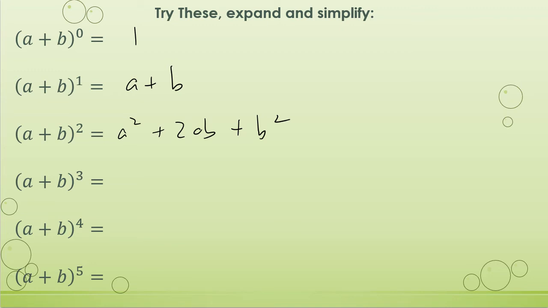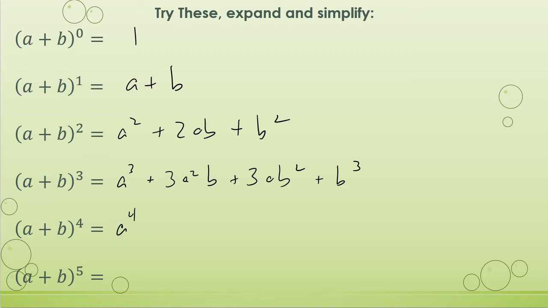Cubed, if you expanded it. And again, don't worry about where these are coming from. This would just be you doing it the long way, but we're going to come up with an easier way. So you would get a cubed plus 3a squared b plus 3ab squared plus b cubed. A plus b to the power of 4.